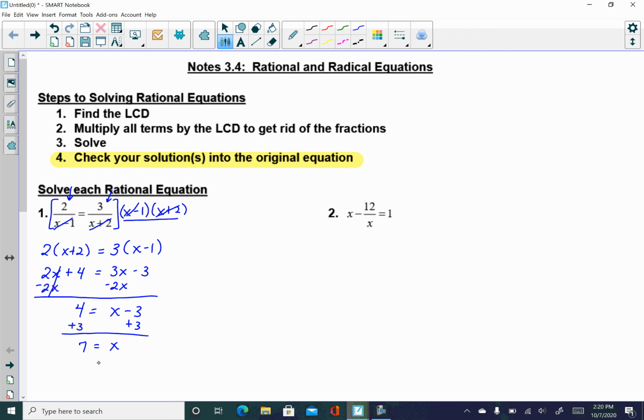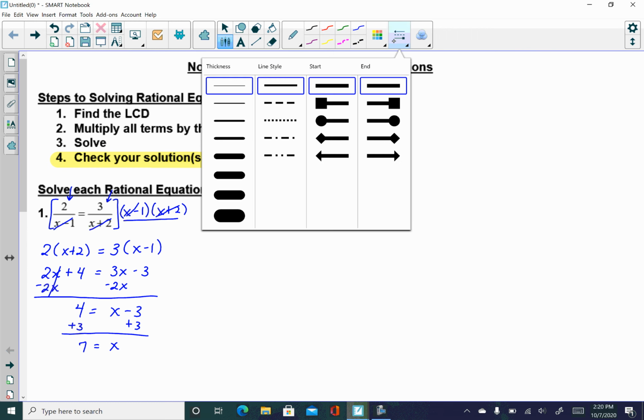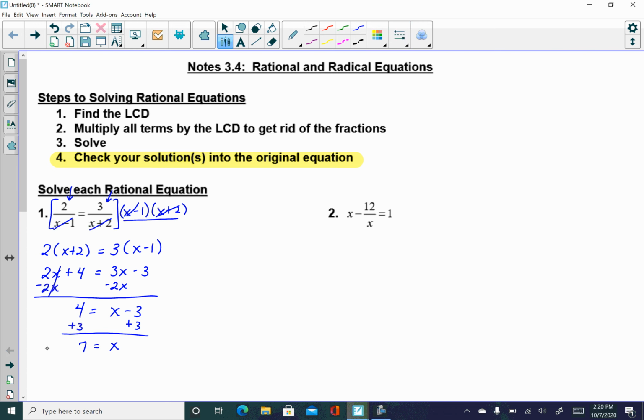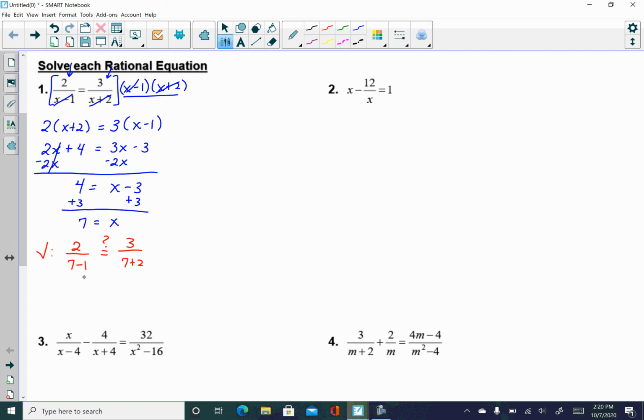So x equals 7. And then as I mentioned to you, you have to go through the check process to make sure that 7 is indeed a solution. So I'll just show this here. Here's our check. Then I go back to my original equation, and everywhere I see an x, I'm plugging in 7. So I have 2 over 7 minus 1. And I'm trying to see, does that equal 3 over 7 plus 2? Okay, so over here on the left, I have 2 over 6 now. On the right, I have 3 over 9.